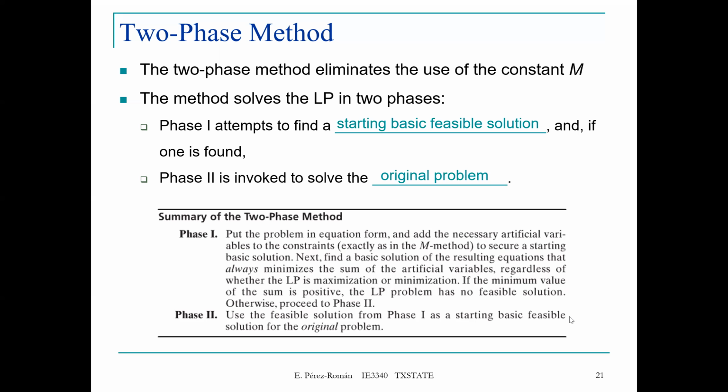the minimization of the sum. So as stated here, minimize the sum of the artificial variables, and that is regardless of whether the LP is maximization or minimization. If the minimum value of the sum is positive, the LP problem has no feasible solution. Otherwise, we proceed to phase two. And in phase two, we use the feasible solution from phase one as a starting basic feasible solution for the original problem.